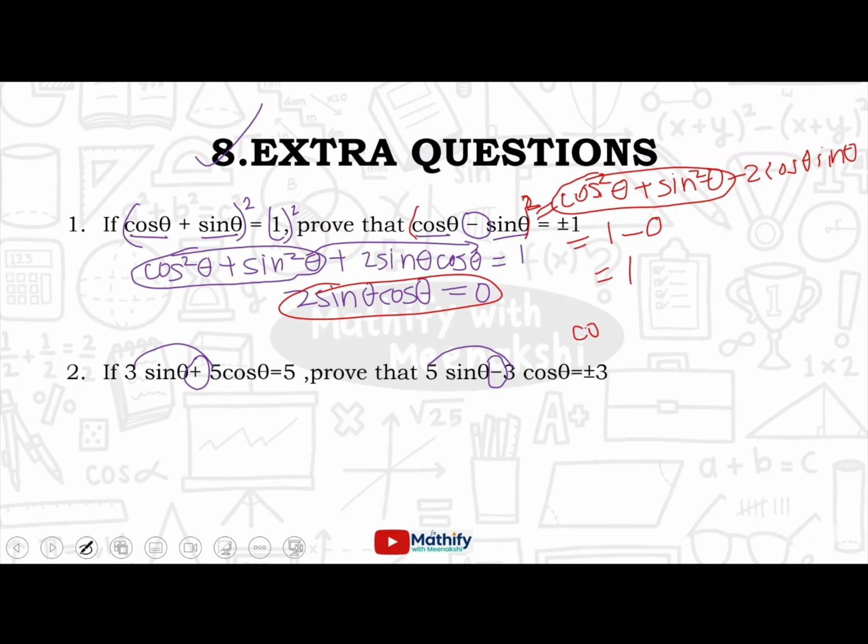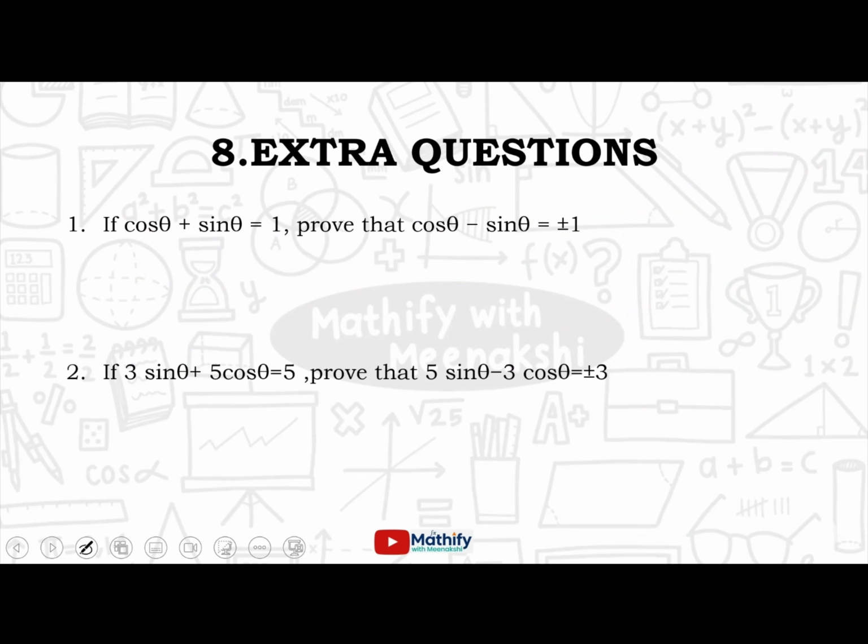That means if you want to find cos theta minus sin theta, what is this? Root, plus minus 1. And that's it, you have proved. So always take the square of this and the square of what you have to find. Then you will get the right side. Let's move to question 2.